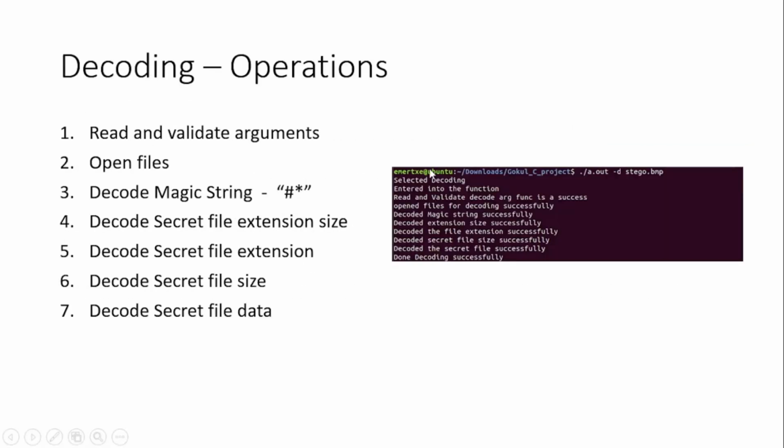First we will check whether there exists a magic string. If there exists a magic string, then the file we have sent is actually encoded. After the 54th byte we will collect the consecutive 16 bytes, decode them, and check whether the hash and star characters are present in order. If so, we can say the file is encoded. Then we will decode the secret file extension size, the secret file extension itself, the secret file size, and then the secret file data. If decoding is done properly, we will get a successful message like this. After decoding, the secret file will be available as a .txt file, and we can check the message that we have sent.